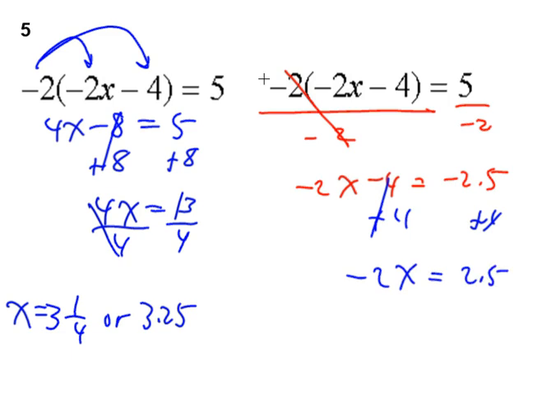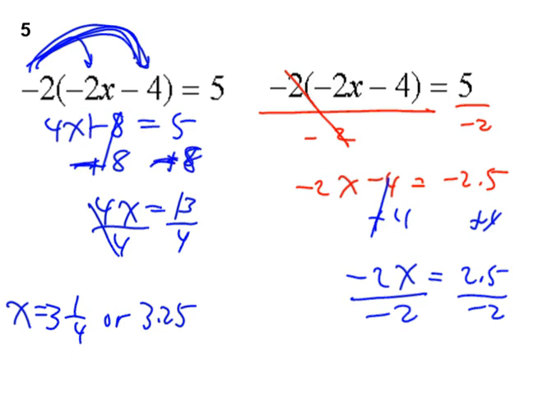Did I make a mistake somewhere? -2. Yeah, right there. Then I'm going to divide both sides by -2. Something went wrong somewhere. Where did I make a mistake? I made a mistake right here. I should have had a positive 8 there, which means I would have subtracted 8 from both sides. Oopsie daisy. Let's go back here. Okay. So I should have had a plus 8 here.